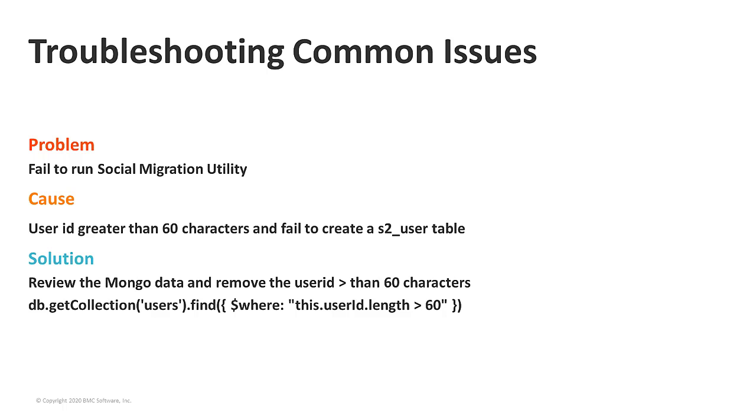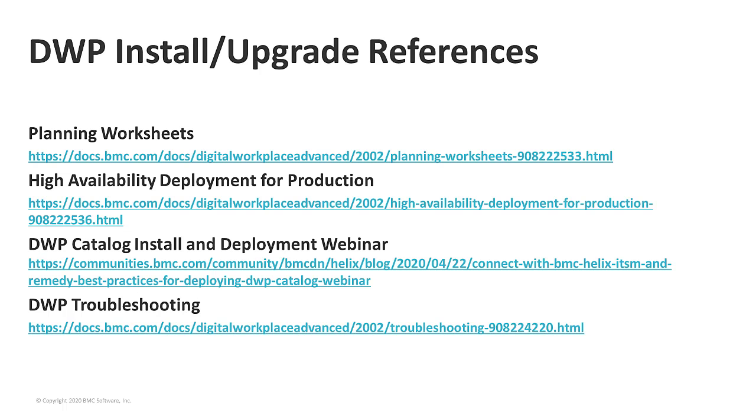You can examine these records in Mongo with the command that you see on the screen to identify the user ID length and delete those user records. Most of the time, I have seen those accounts are service accounts, and it should be fine to delete those user records from MongoDB. I would also like you to take advantage of our planning worksheet, which greatly documents the details of your plan in order to be successful with the upgrade. You can use these sheets to make a runbook document for your production upgrade. I also listed some of the doc references for high availability and troubleshooting.